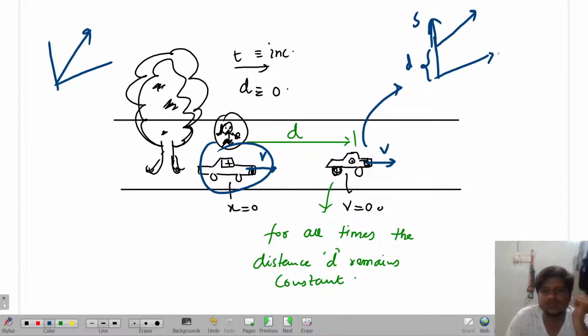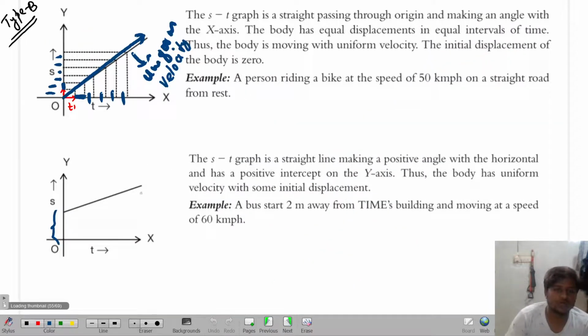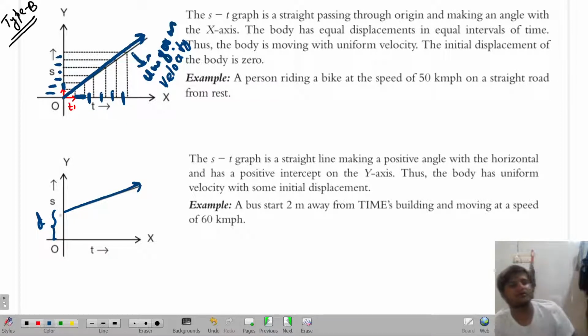Let's suppose this is displacement, this is time. So what kind of graph will I get for this car? It will have an initial displacement, and after that it is moving with some uniform velocity. Yes or no? Are you able to understand or not? Tell me. So look over here. If the car has initial displacement d, and after that it is moving with uniform velocity, I'll have a graph which will be inclined starting at distance d with respect to the time axis. Got it or not?